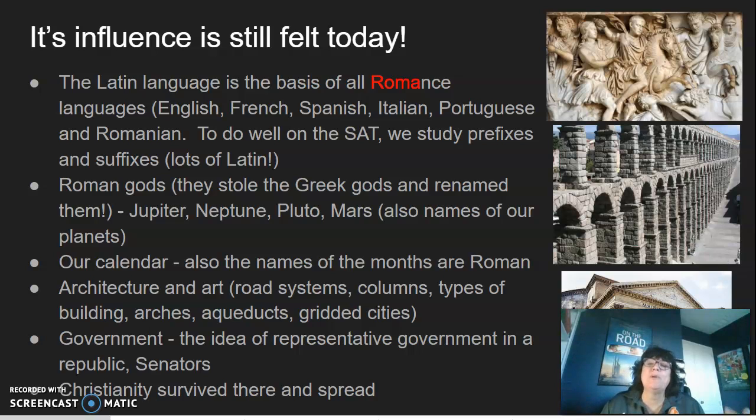Their column structures, you probably studied Corinthian and all the different column structures. And they built arches, they built aqueducts, they gridded their cities, and we live in gridded cities today. That means it's all laid out into squares. So a lot of that is influencing our cities today. Our government is heavily influenced by the Roman Republic, at least. And that was the idea of having a representative government. And they had a republic, they had senators who represented the people. So that kind of influence is felt.